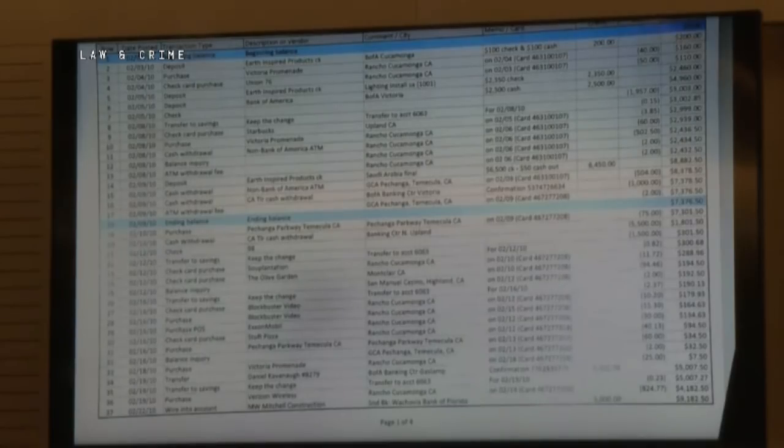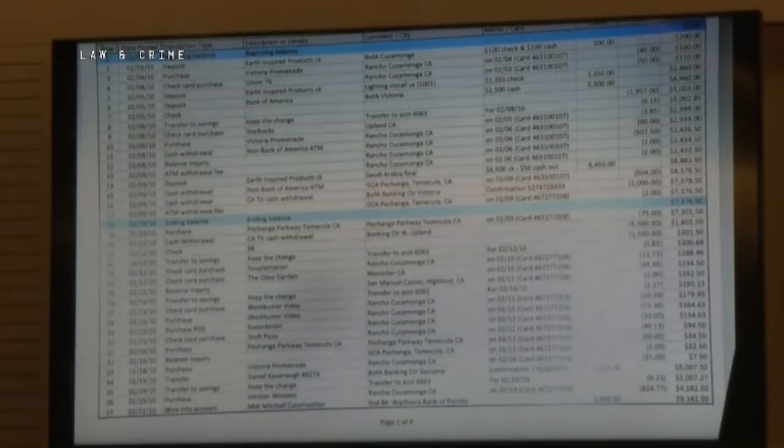Okay, and can you describe for us, this is an account that was opened, is that right? Can you tell us anything about that initial deposit that was made on February 3rd? If you're referring to line 2, yes, there's a deposit to open up the account, and it's a check from Earth Inspired Products, and it was deposited at the B of A Cucamonga branch, and it's actually a $100 check from Earth Inspired Products and $100 cash, making the opening deposit $200, which is reflected then in the balance of $200.